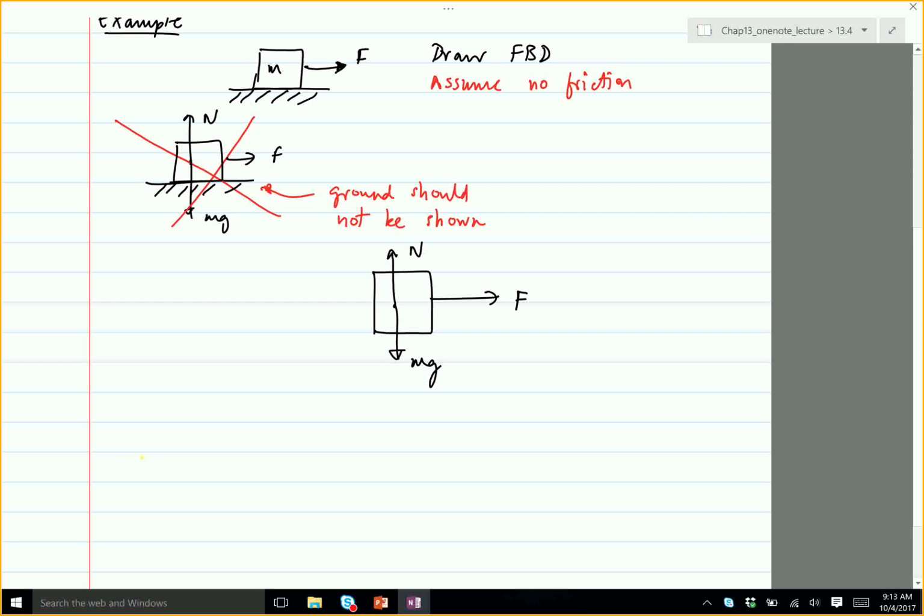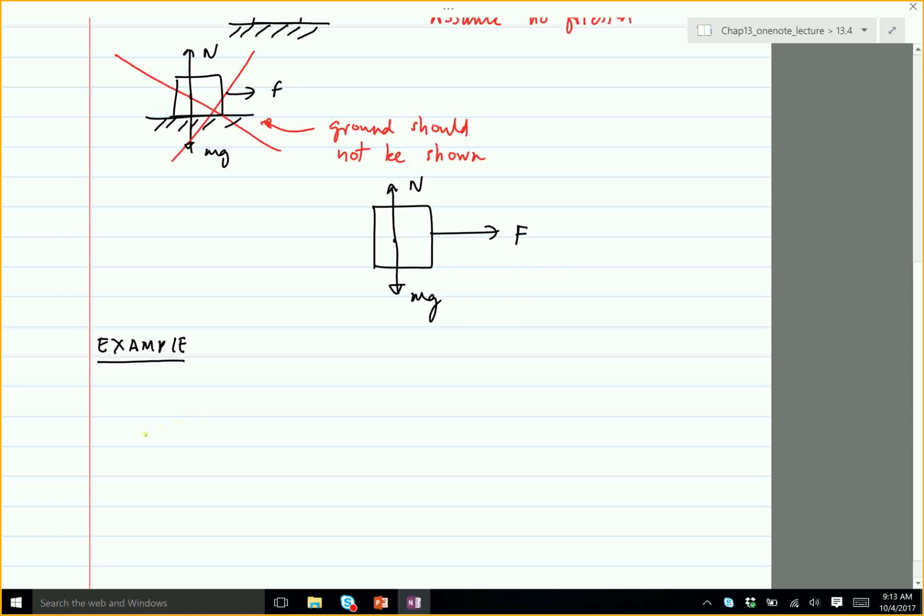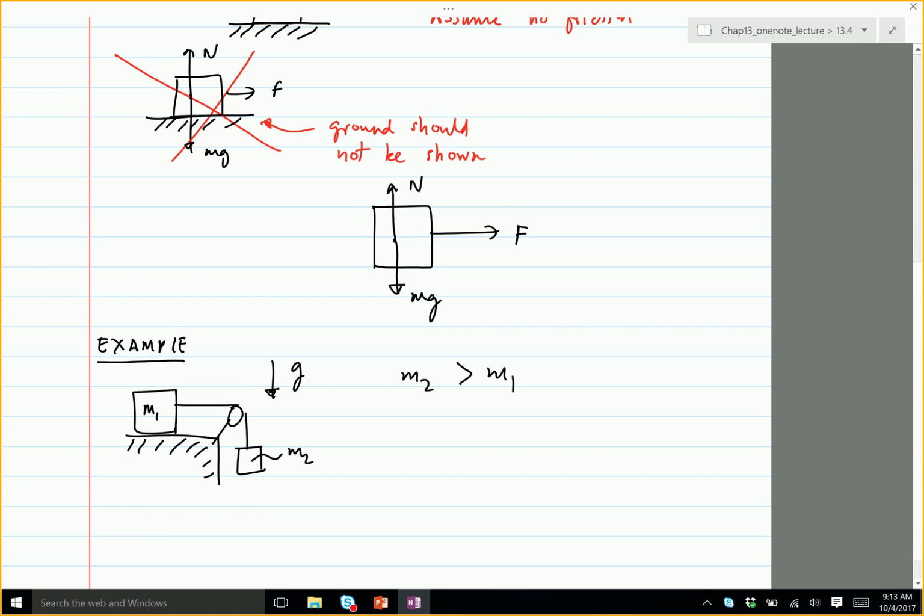Okay, so that was probably a simple one. Here's another example. And M2 is greater than M1. It doesn't matter. M2 will move down.